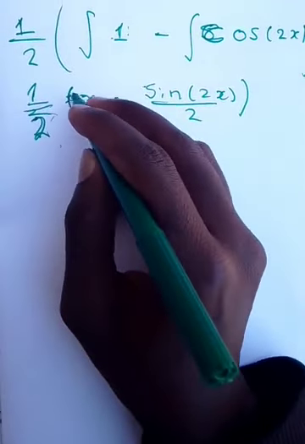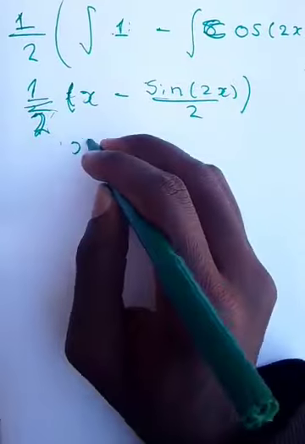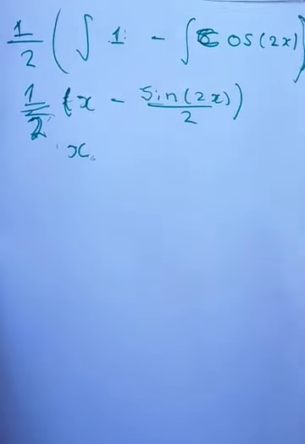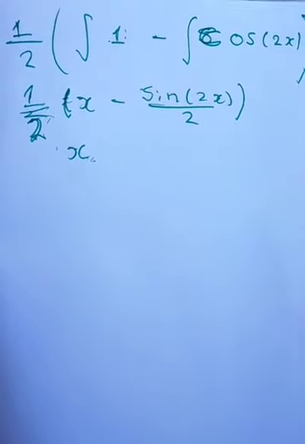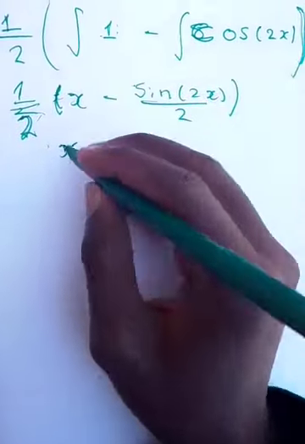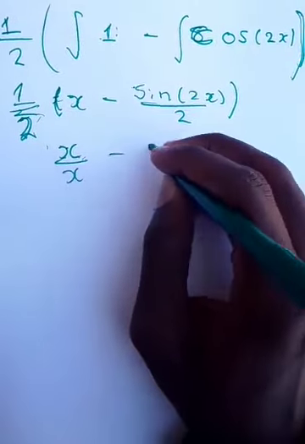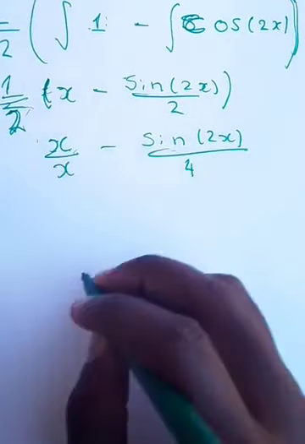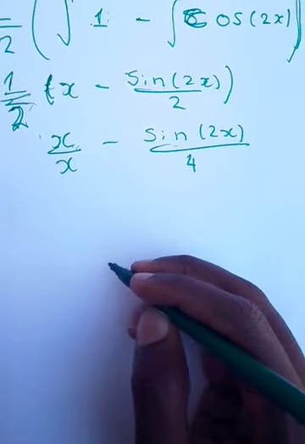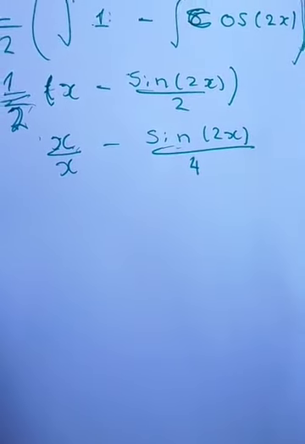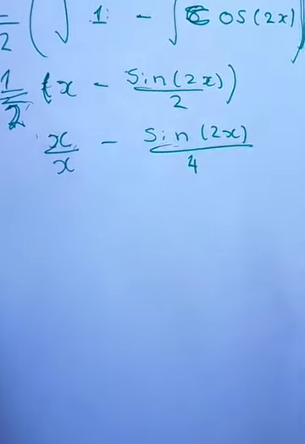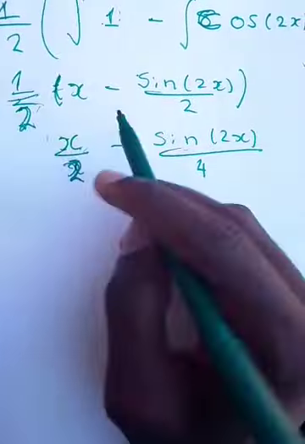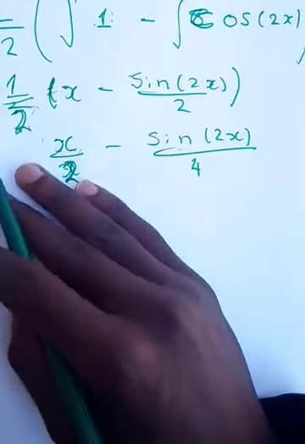So now you can just multiply through if you want. Since for this question we need to substitute the limits, I just have to multiply back. So this is going to be x over 2 minus sine 2x over 4. And if they didn't give us the limits, we can just end here. Now, it should be over 4, not over 2. So if they didn't give us limits, we would have just ended here.